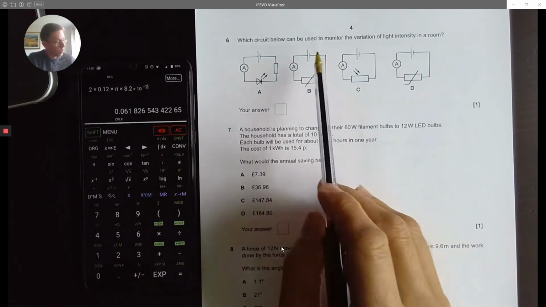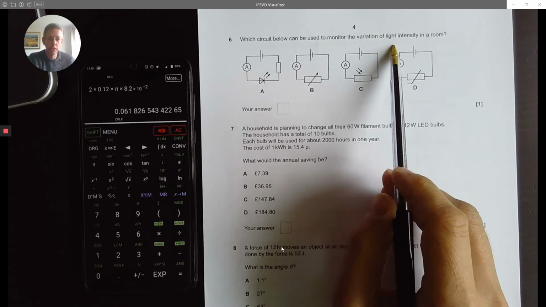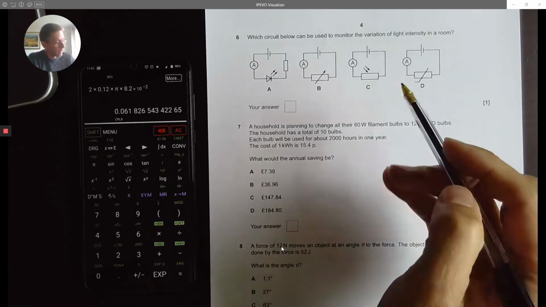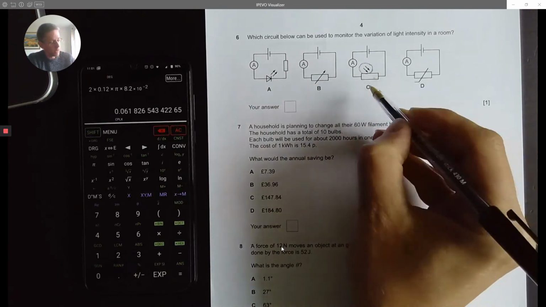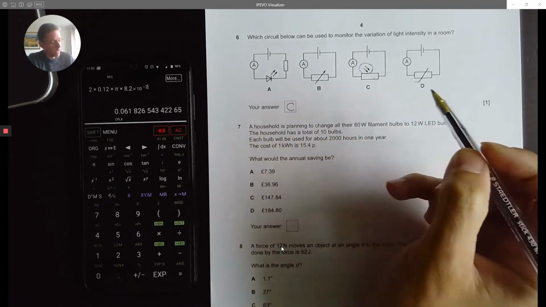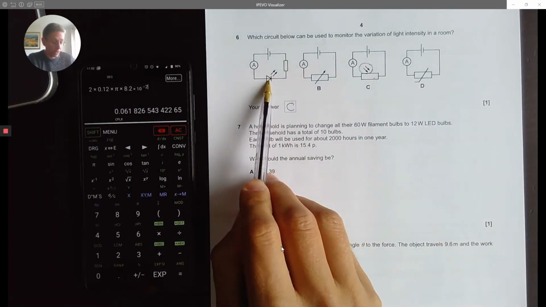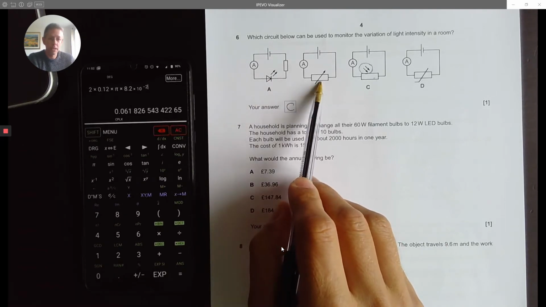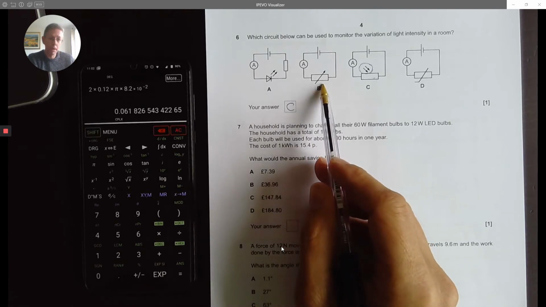Which of these can be used to monitor the variation of light intensity in a room? So we're looking for the one that's got the LDR, and the symbol is a resistor with light coming into it. So our answer is going to be C. This one's going to measure temperature. This one's not measuring anything at all. It's an LED, it's producing light. And this one's a variable resistor, which if you attached it to a moving part could perhaps measure linear or rotational motion, but not light intensity. So our answer is C.